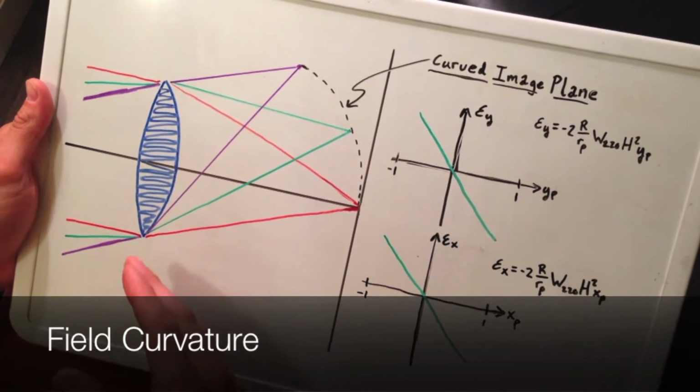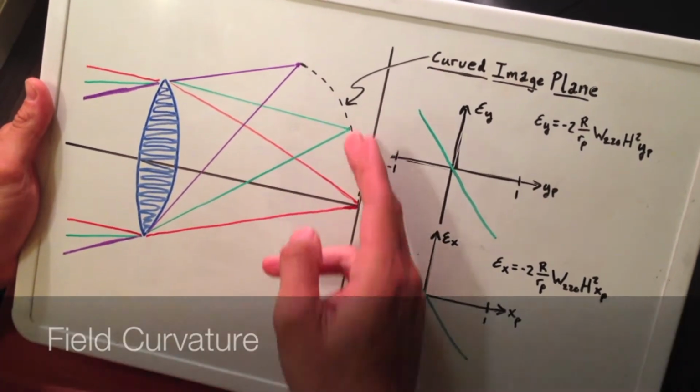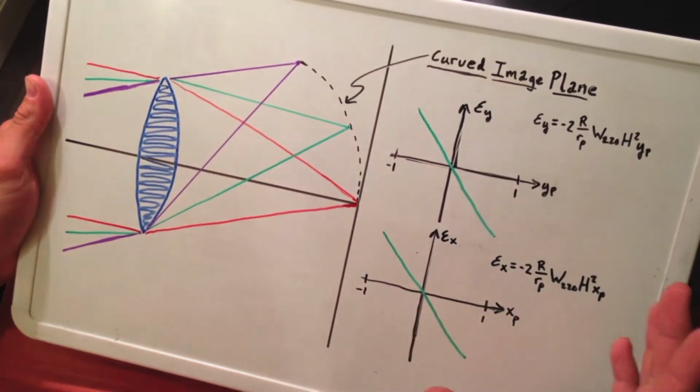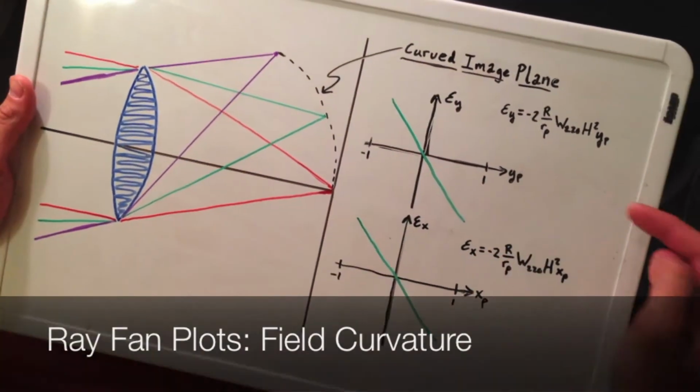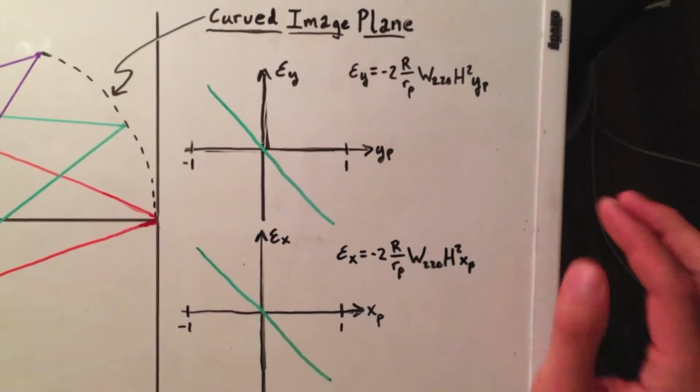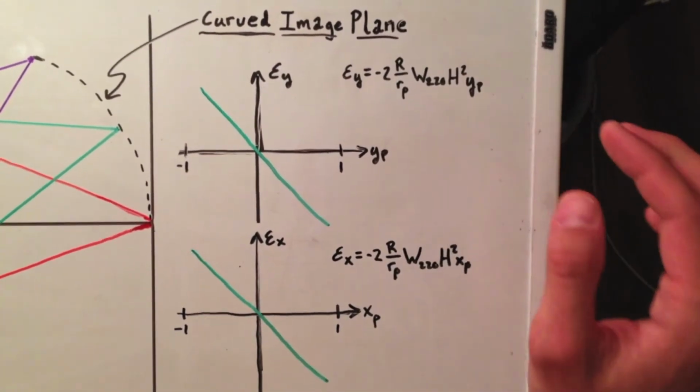We have different field angle inputs, which produce different optical powers, creating a curved image plane. Now this can be solved with defocus at different heights, or with a curved detector. Here are the ray fan plots for field curvature, which are linear with respect to pupil location, but quadratic with respect to field height.